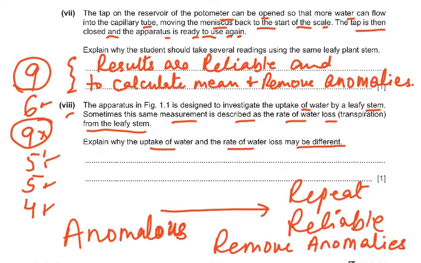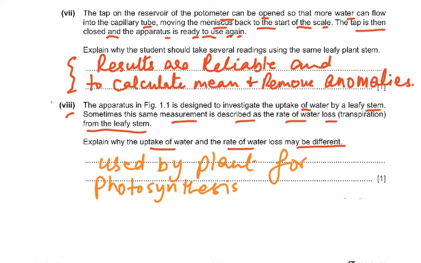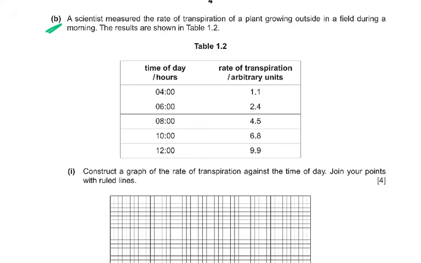If you have 6 glasses of water, does it mean you're going to pass out 6 glasses of urine? So that water is used by the plant. Uptake of water and the rate of water loss is different because the water is used by the plant for photosynthesis. Part B of the question: a scientist measured the rate of transpiration of a plant growing outside in a field during a morning. The results are shown in table 1.2.